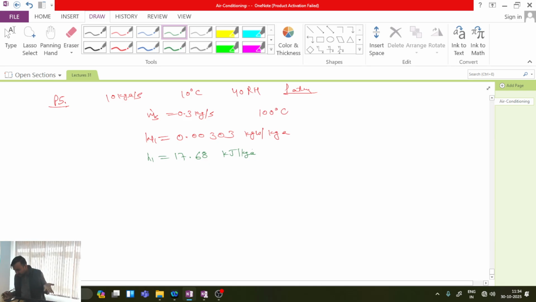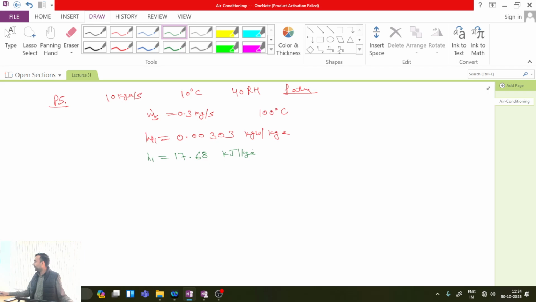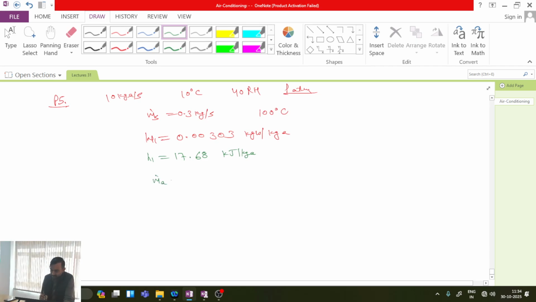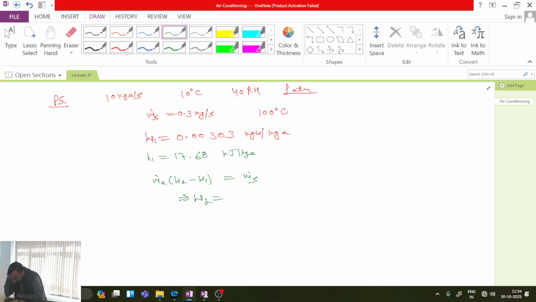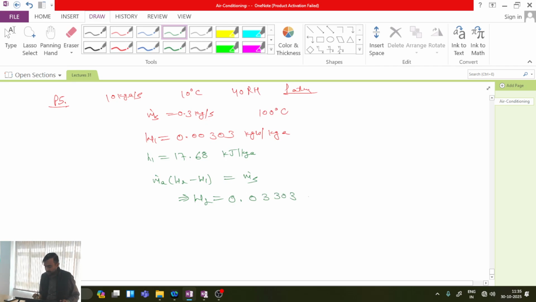Now, is there anything to do in this question? Anything left, or is it easy now? What can you simply do? m dot a into, equal to, tell me W2. Tell me W2. 0.03303.